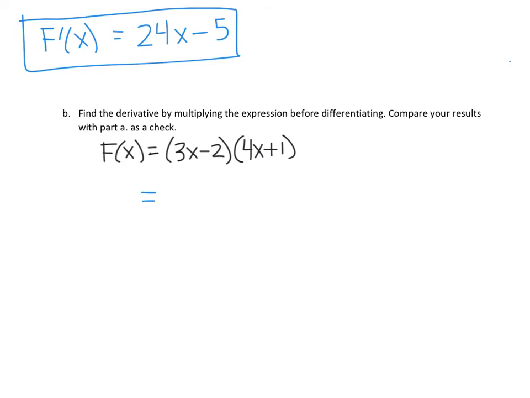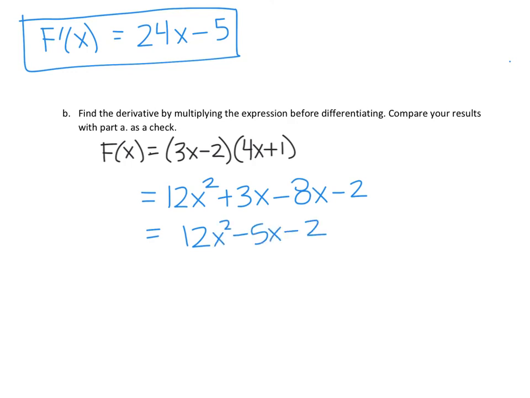using the FOIL method, 3x times 4x gives us a 12x squared. Outer terms, 3x times 1 is a 3x. Inner terms, negative 2 times a 4x is a minus 8x. And then the last two terms, minus 2 times 1 is a minus 2. So we have a 12x squared minus 5x minus 2. Now that we've multiplied the function out, notice we no longer have a product. So we can use the power rule and sum difference rule to find the derivative.